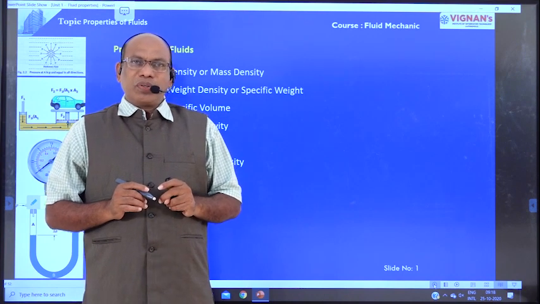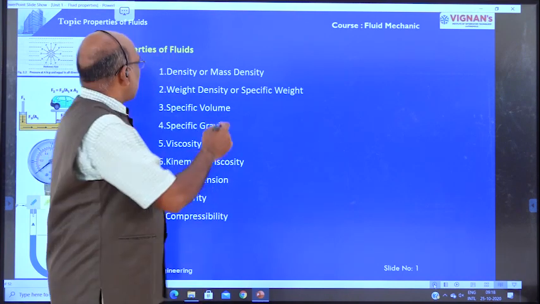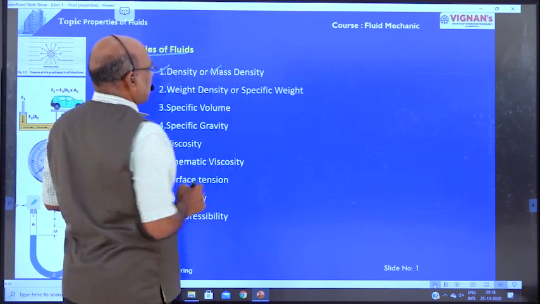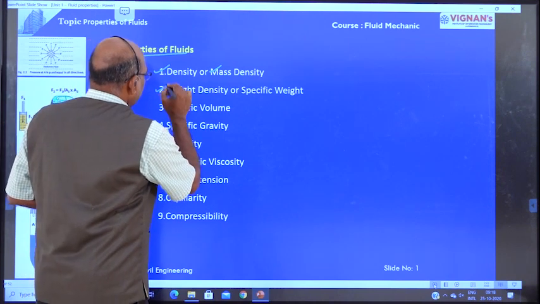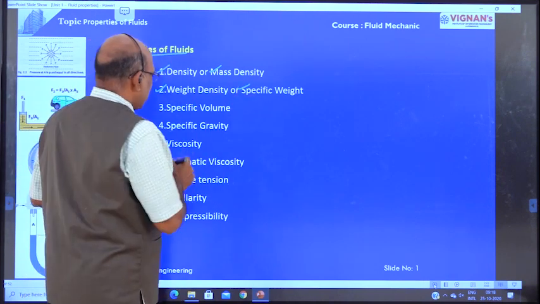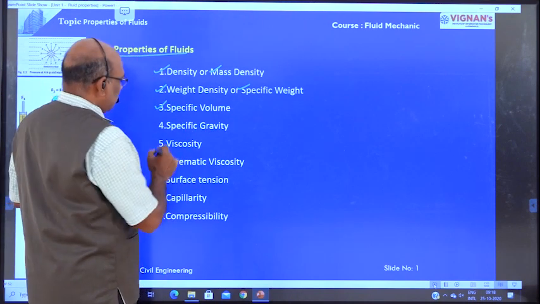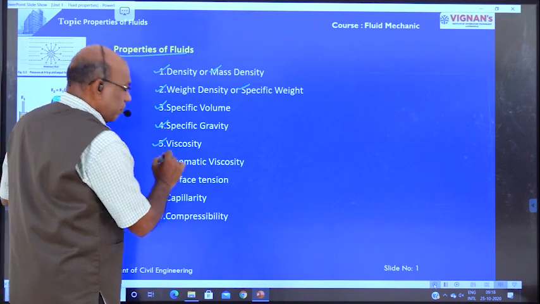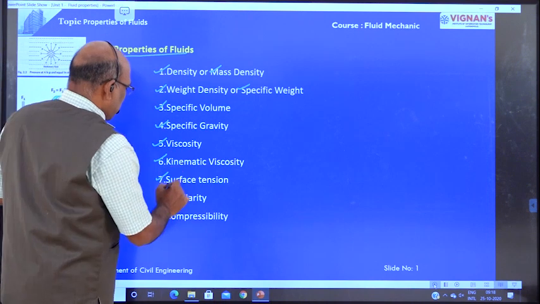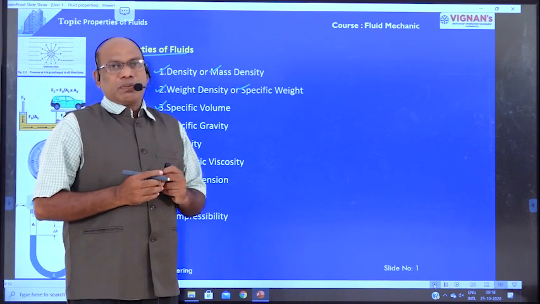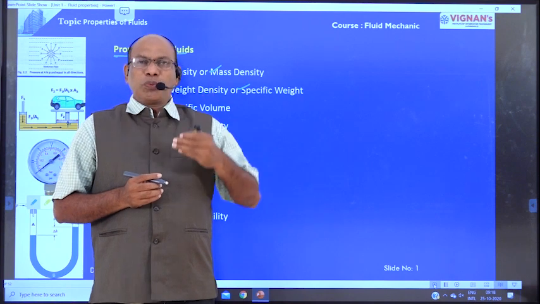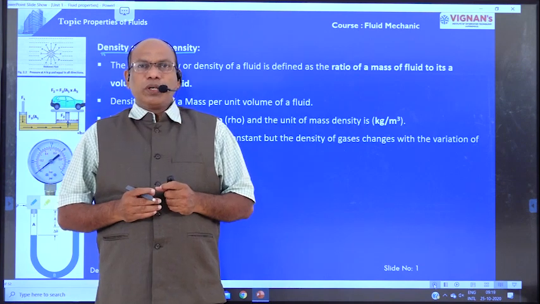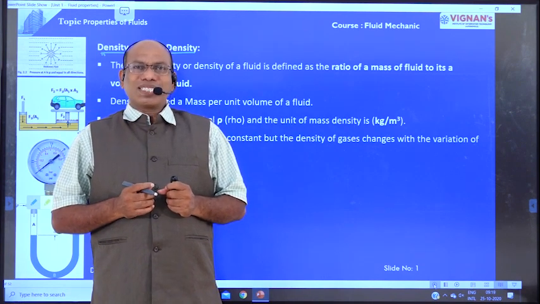Now we are going to discuss fluid properties. These are the fluid properties: density or mass density, weight density or specific weight, specific volume, specific gravity, viscosity, kinematic viscosity, surface tension, capillarity and compressibility. These are the basic fluid properties. Now we are going to discuss them one by one. First fluid property, density or mass density.